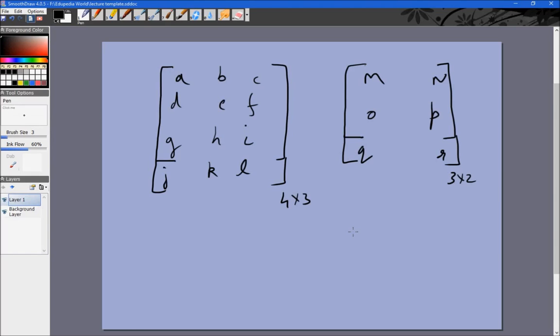Now notice this peculiarity. They don't have to be of the same size. In fact, they could be of completely different sizes, and yet it would be valid to multiply them, as long as this rule is followed. The number of columns in this is equal to the number of rows in this. Now the product of this would be a 4 cross 2 matrix. So I'll just write down the entries first.